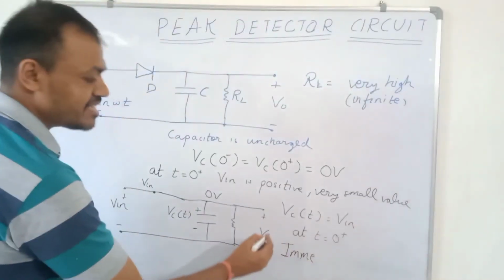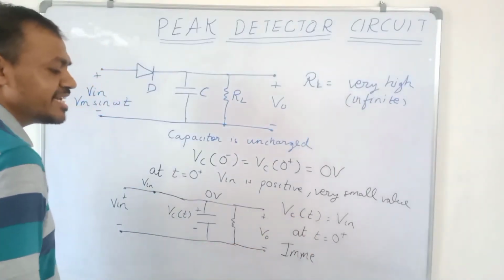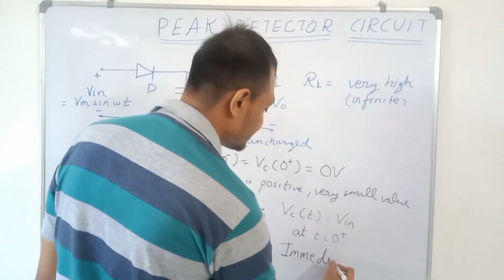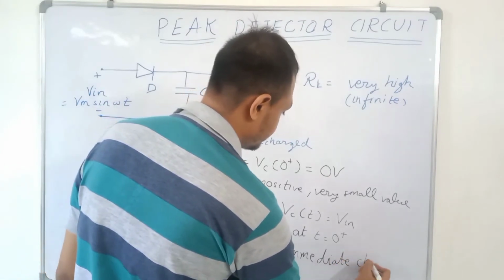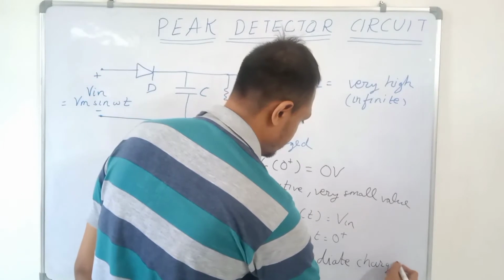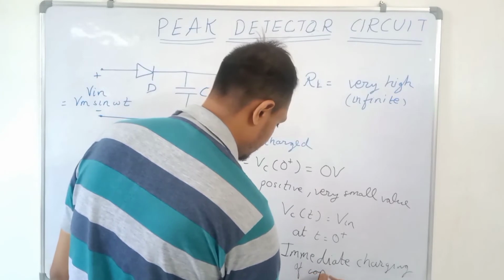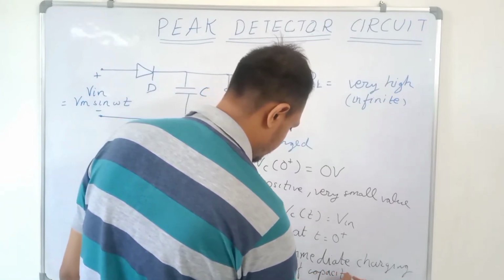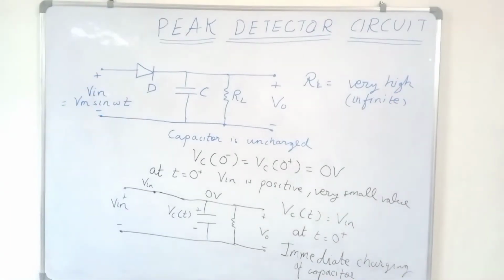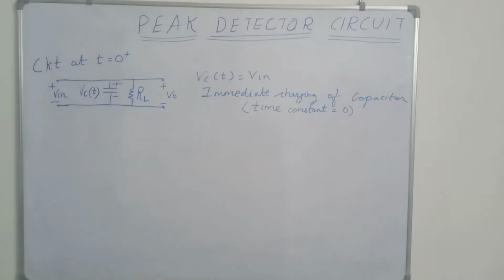Because at t equal to 0 plus the voltage across the capacitor is equal to Vin, it is called immediate charging of the capacitor. This phenomenon is called immediate charging of the capacitor, and here the time constant is 0. We will now prove that the time constant of this circuit at t equal to 0 plus is 0.